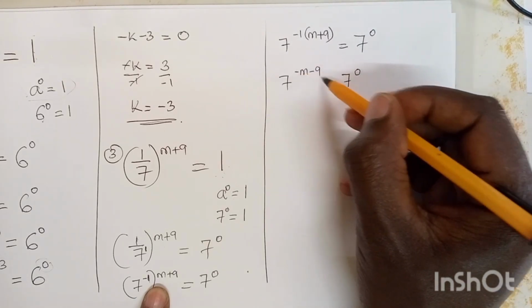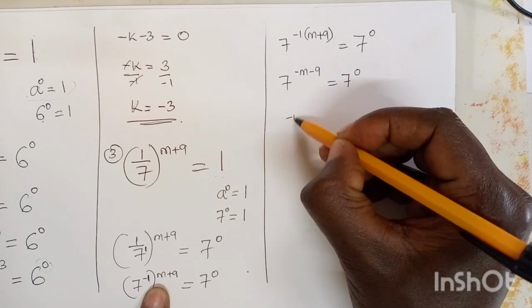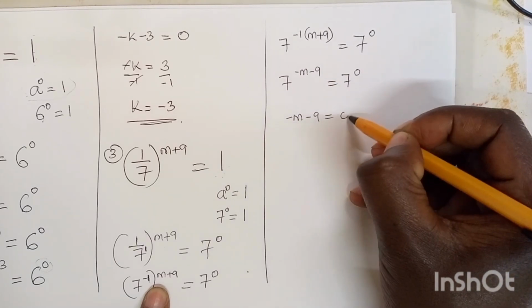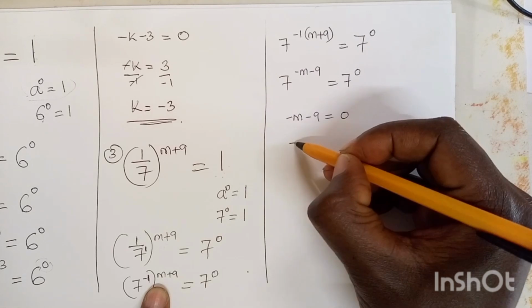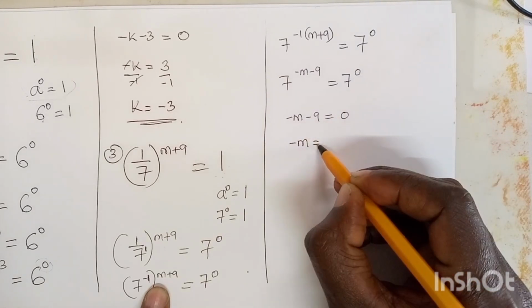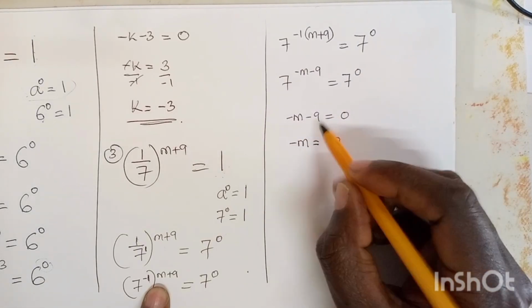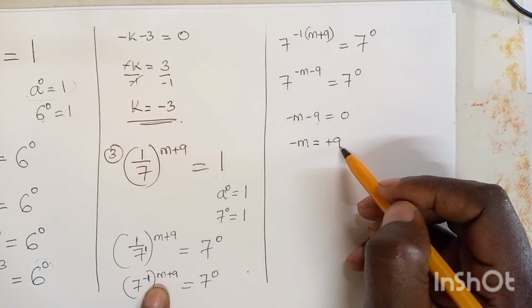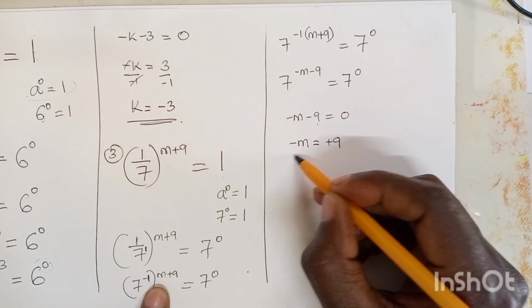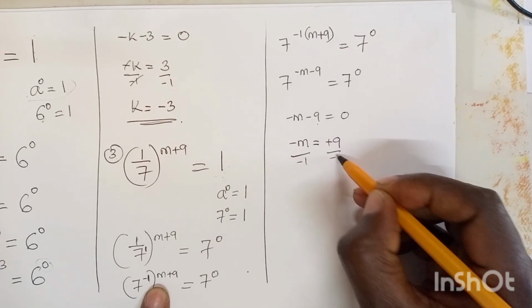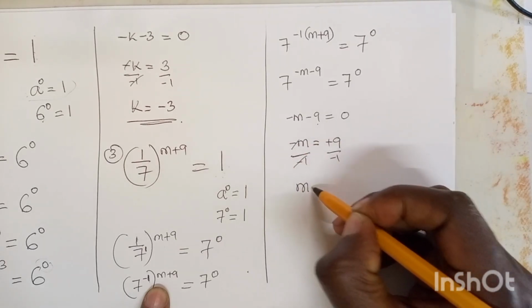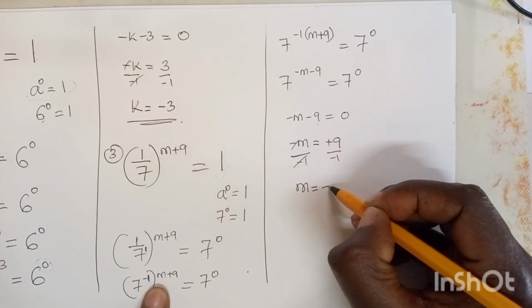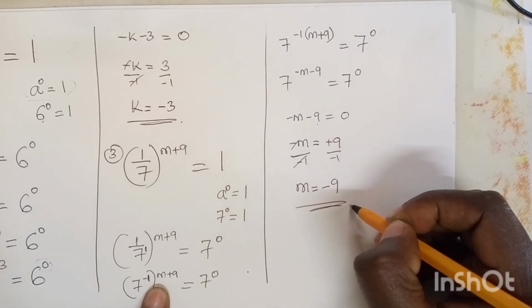Wonderful. And then now we can pick up the indices. Negative m minus 9 equals 0. So taking 9 to the other side, we have negative m equals positive 9. When negative 9 crosses the equal sign, it becomes positive 9. So with this one, I can divide by negative 1, divide by negative 1, and I will have positive m here. And now, because this is a positive and a negative, I'll have negative 9 as my answer.